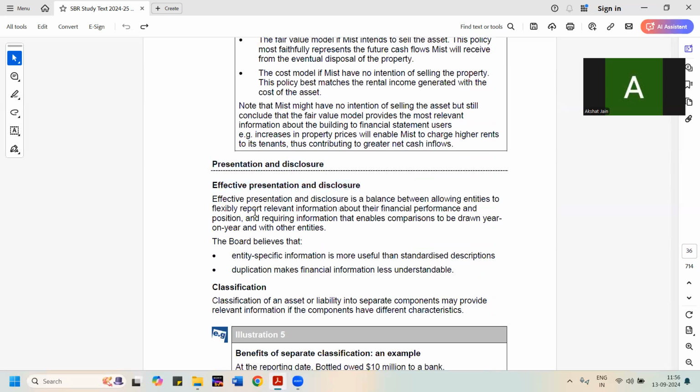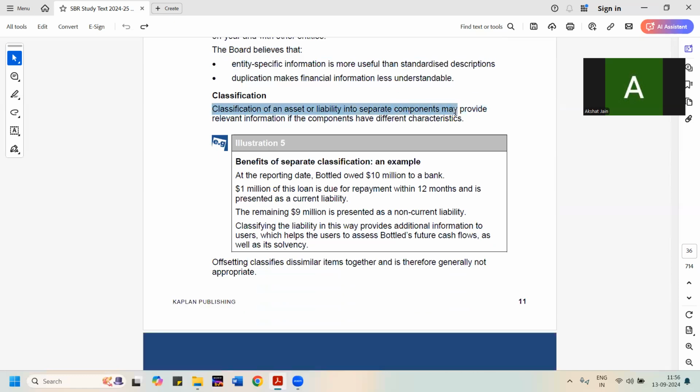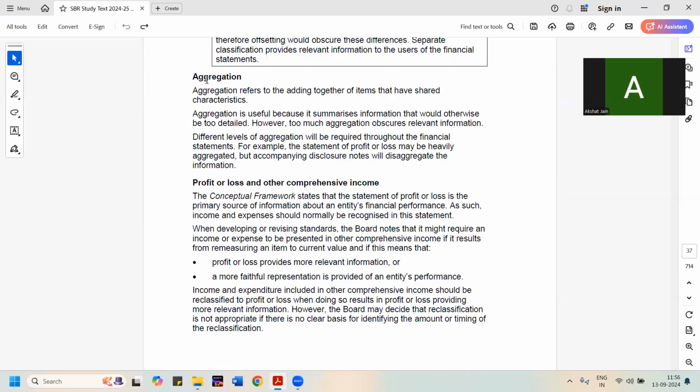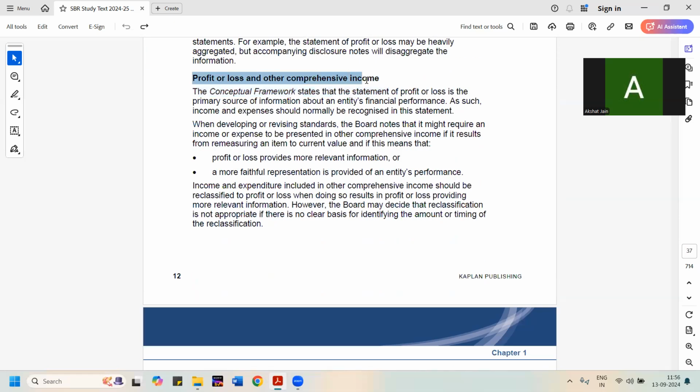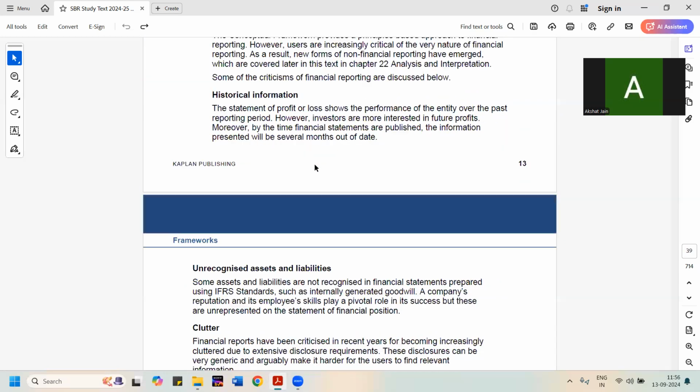Presentation and disclosure. Effective presentation and disclosure: entity-specific information is more useful than standardized description, and duplication makes financial information less understandable. These are two important aspects. Classification of an asset or liability into separate components provides relevant information if components have different characteristics. Aggregation, we talked about. Profit or loss and other income, we talked about this.